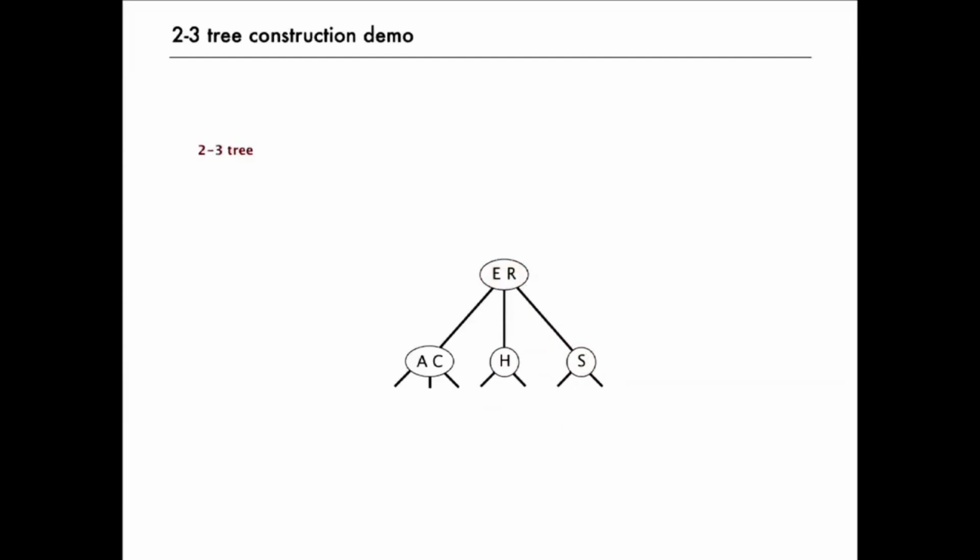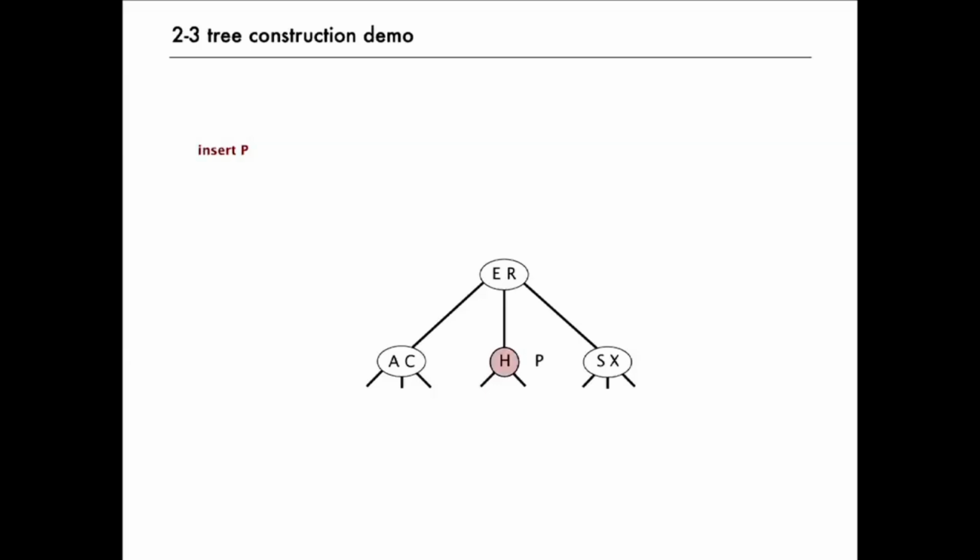Now that parent's a legal 3-node, and there's nothing more to be done. We have a legal 2-3 tree. Insert X, it's bigger than R, goes to the right. There's a 2-node, there's room for the X.